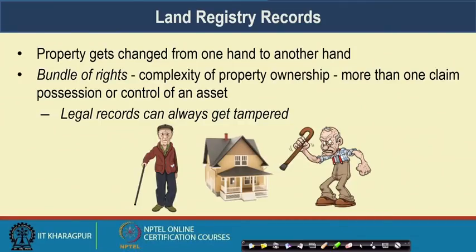So, this we call the bundle of rights. This bundle of rights represents the complexities which are associated with ownership. It may happen that more than one person is claiming the possession or the control of an asset because of certain legal records. Based on certain legal records, you can find out which of these two persons who are claiming the ownership of this house actually owned the house, this person or this old man.